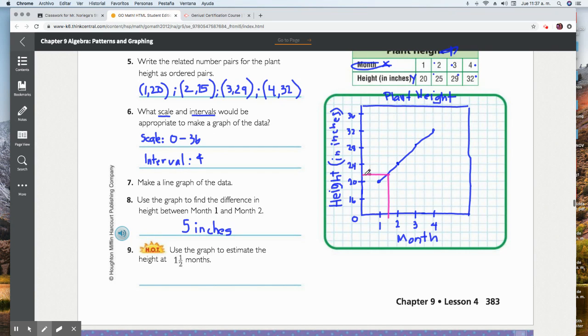We just have to kind of estimate. Pick a number. So you already know that between 20 and 24 you have 21, 22, 23, and 24. So it could either be 22 inches or about 23 inches. We write the word about because we're estimating, 22 or 23 inches would be the height of this plant in 1.5 months.